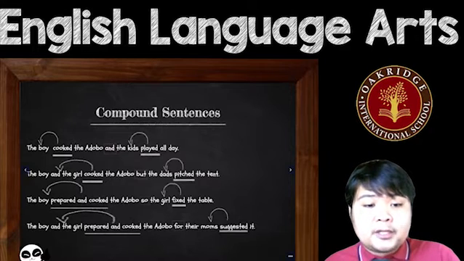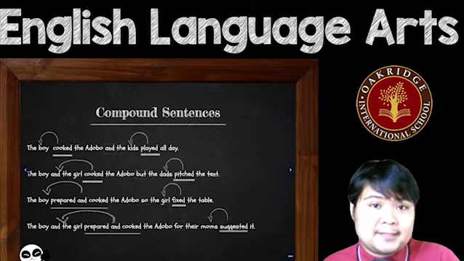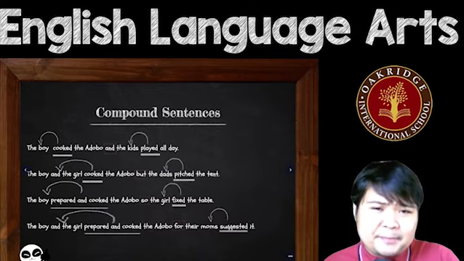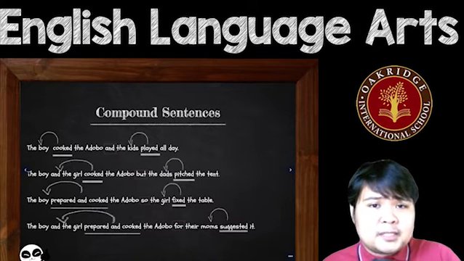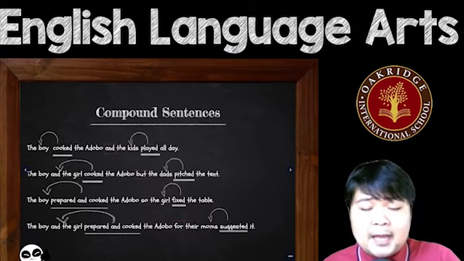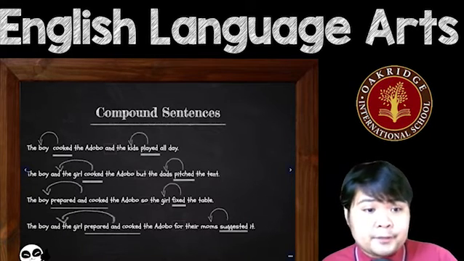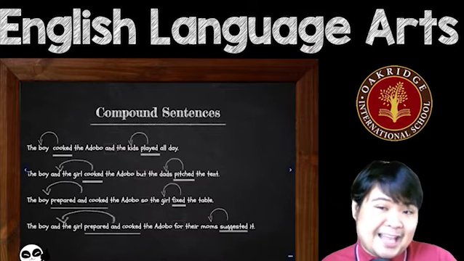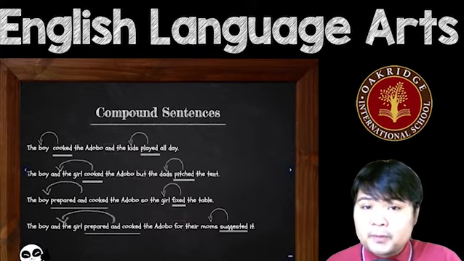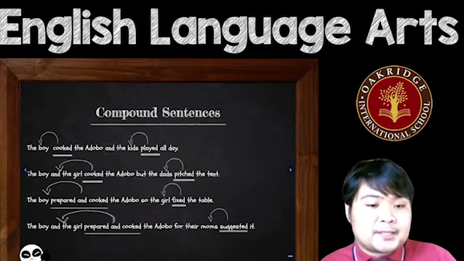How about the next one? The boy and the girl cooked the adobo, but the dads pitched the tent. All right. Again, same thing. You have two different predicates, but they have different subjects. You have cooked and pitched. Cooked is done by boy and girl. Pitched is done by dads. And they are combined by the word but, part of fanboys again.